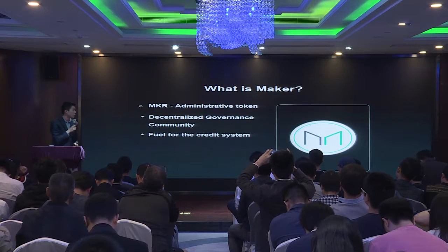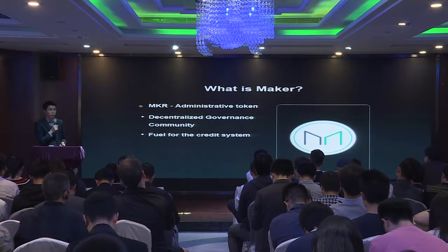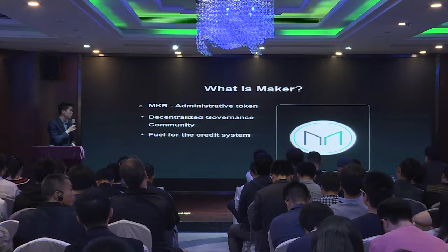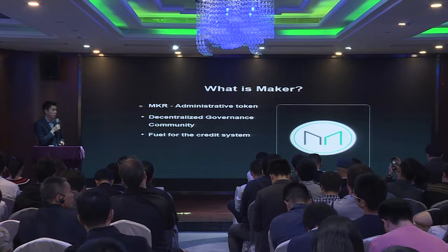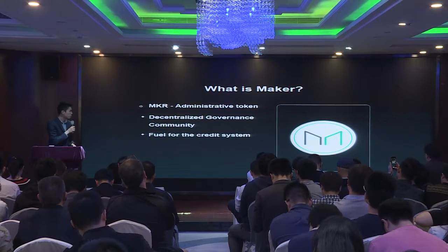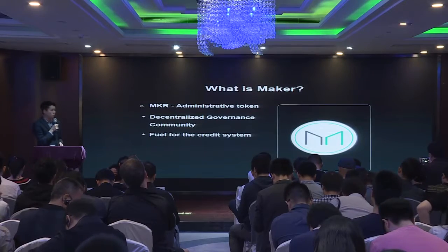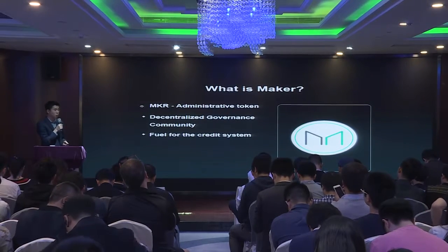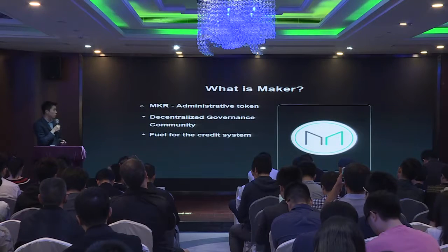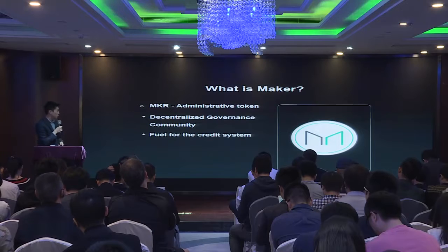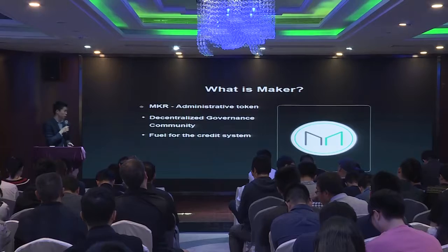And the second token is MPR. It is an administrative token. The users who own MPR comprise a decentralized governance community. They decide which types of valuable asset can be used as collateral, the liquidation ratio, etc. So in exchange for their services, when a user wants to reclaim their collateral, they need to pay back the DAI plus a fee, and part of the fee will be used to buy back Maker to close the contract. So the MPR works as a fuel for the credit system.